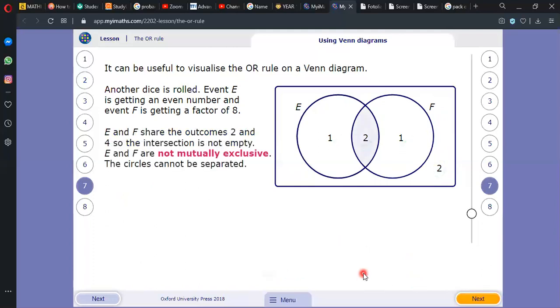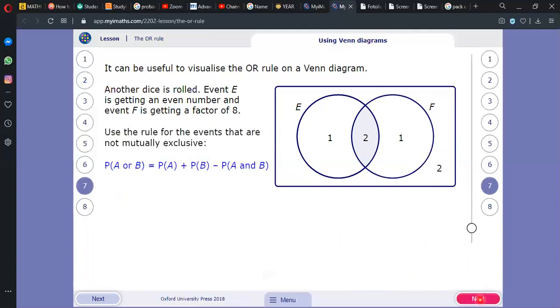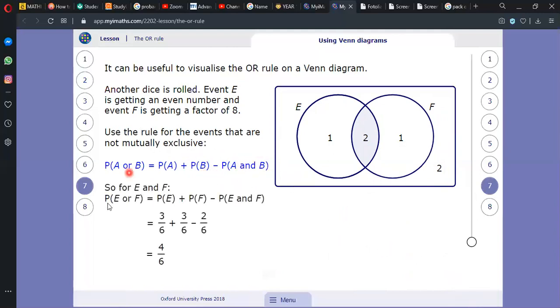E and F share the outcomes 2 and 4. That's the explanation there. So the intersection is not empty. E and F are not mutually exclusive. So the circles cannot be separated. So when you work that out, it must include minus the probability of the common outcomes. So you simply have probability of E plus probability of F minus probability of E and F.